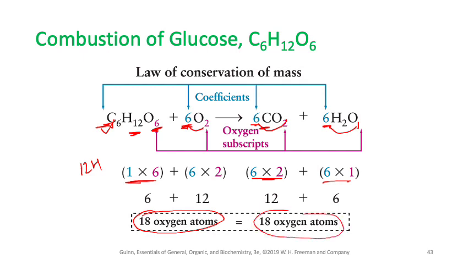Let's talk about the hydrogen. You have 12 hydrogen. 2 times 6, 12. So that means you have 12 hydrogen. So every type of atom is equal on both sides of the arrow. So that means this equation is balanced, and this follows the law of conservation of mass.